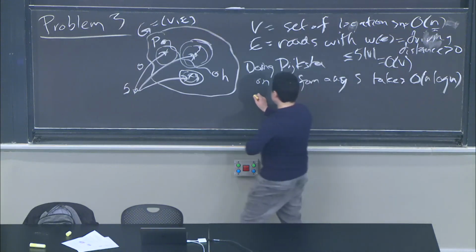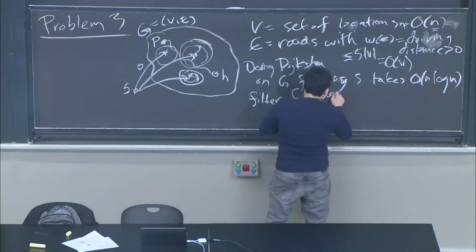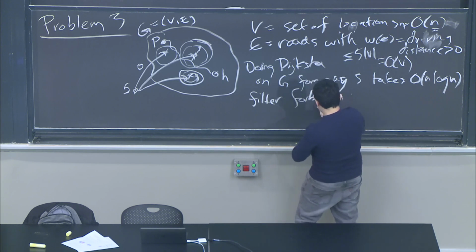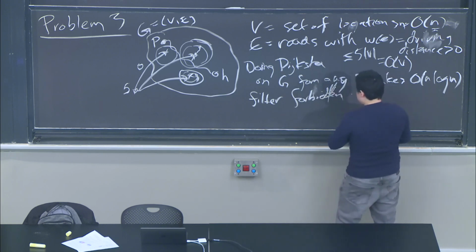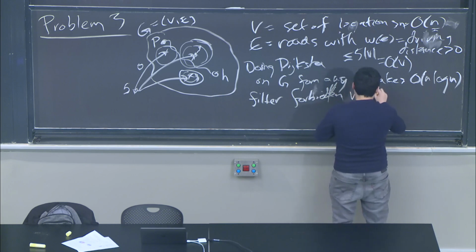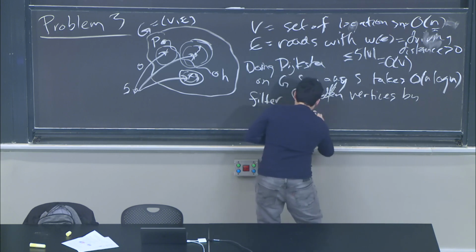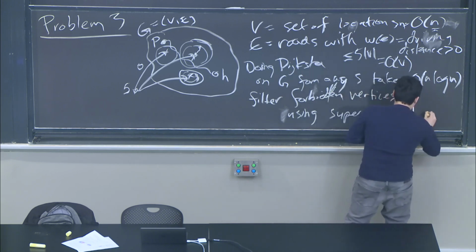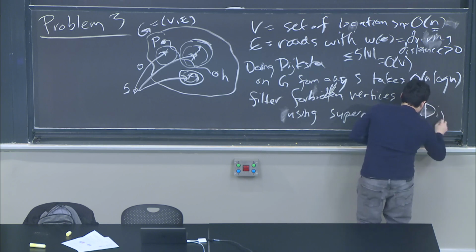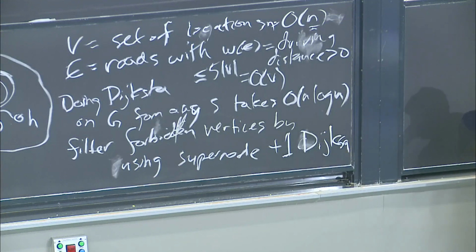So we filter forbidden vertices by using a supernode plus 1 run of Dijkstra. There's 2 D's in forbidden? There's 3 D's, right? Those are the extra letters.